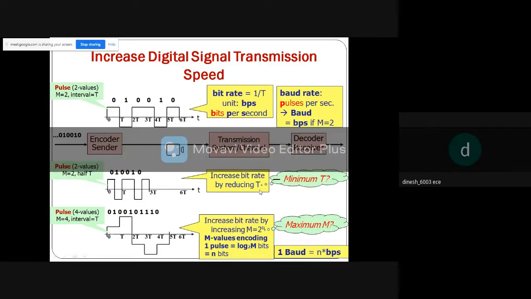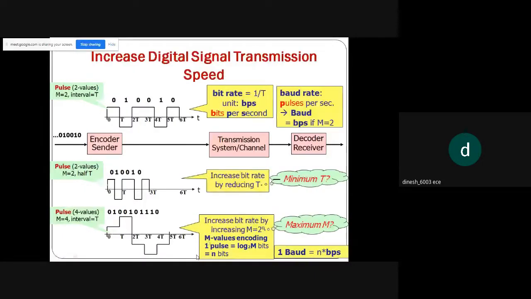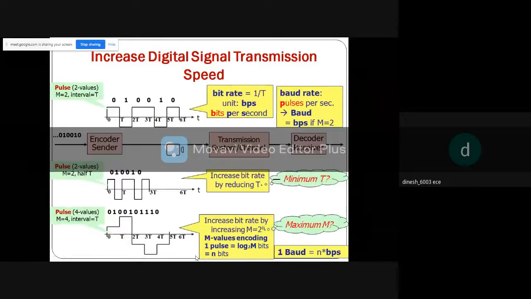There should always be two stages, three stages, and fourth stage, and within the time interval t, 1 0 0 1 0 1 1 0. So these are your steps. Increasing the bit rate by increasing m corresponds to your baud rate.